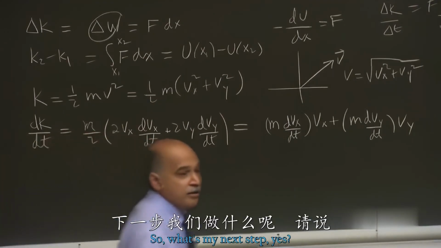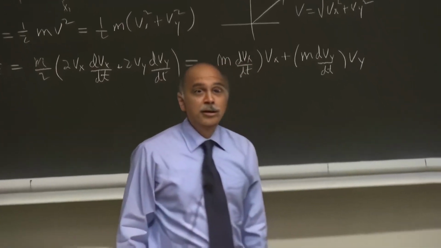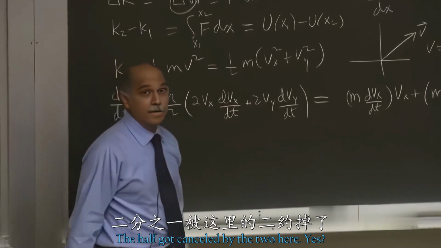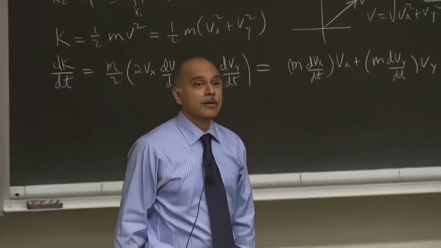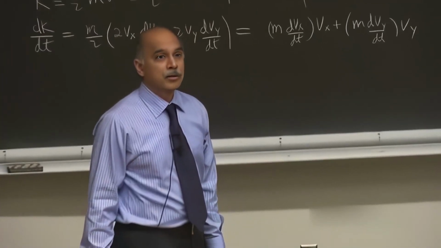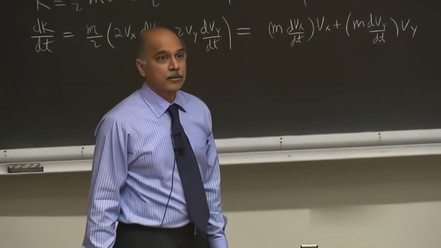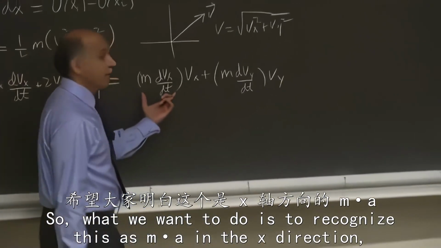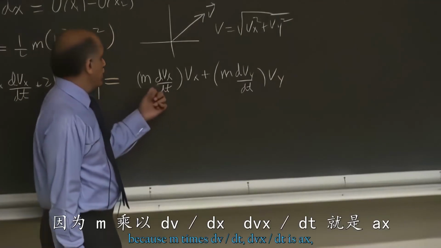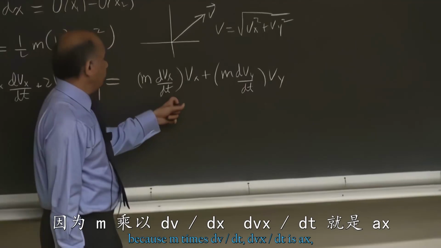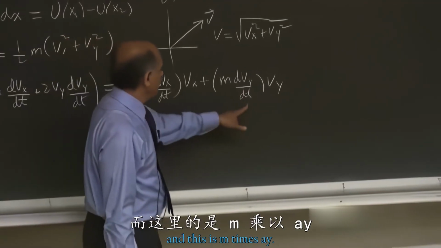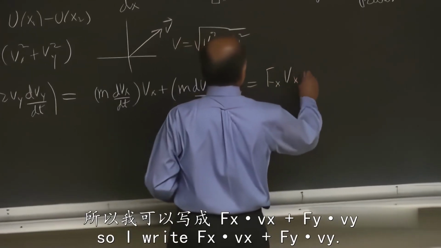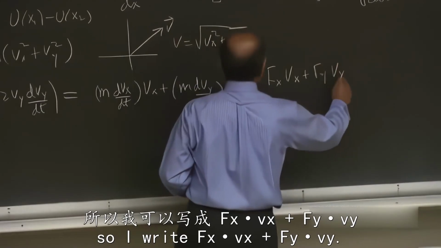So what's my next step? Yes? Wait, what happened to the half? The half got cancelled by the 2 here. Yes? Take m dv/dt and convert it to acceleration, or m dv/dt is force. That's correct. So what we want to do is recognize this as ma in the x direction, because m times dvx/dt is ax, and m times ay, therefore they are the forces in the x and y directions. So I write Fx vx plus Fy vy.